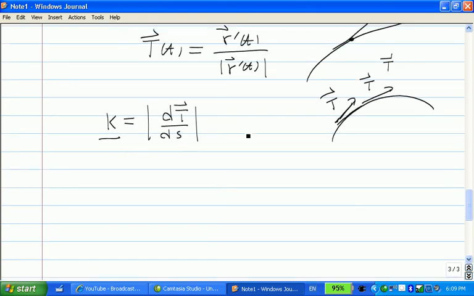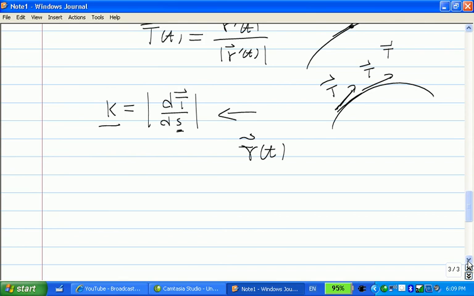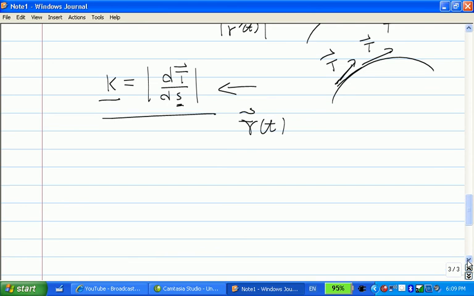This definition makes sense. However, this formula is not very useful for finding curvature, because your curve normally is given by an arbitrary parameter t. Here s is the arc length, so you have to parameterize by it before you can take a derivative. So this is the definition, and now we want to find a formula that makes it easier to find the curvature.